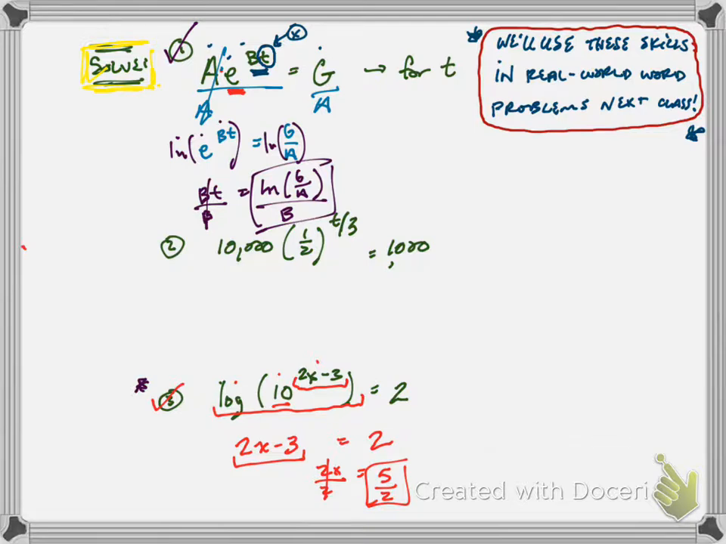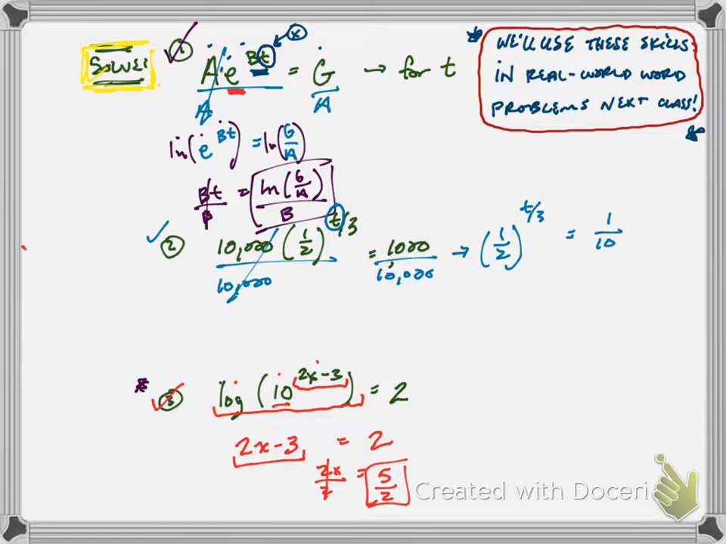All right, back to number 2. So we want to solve for our unknown, and our unknown is part of the exponent. And so that indicates that we need to use logarithms. But before we do, let's divide both sides by 10,000. And that puts me here: 1/2 to the t over 3 is equal to 1/10.